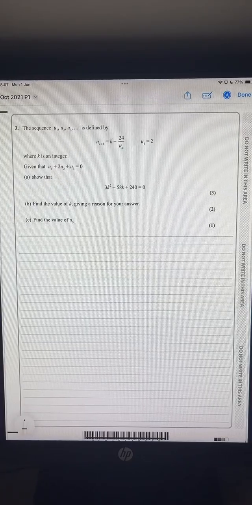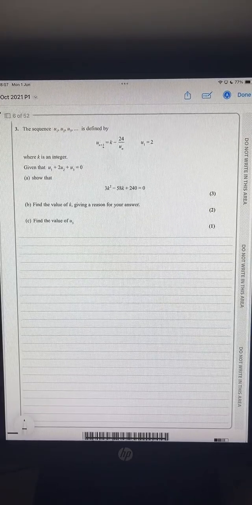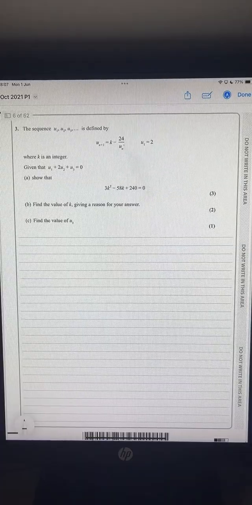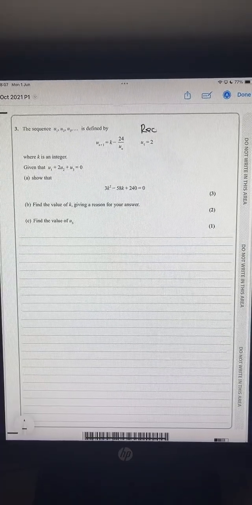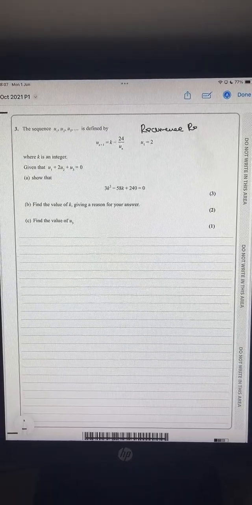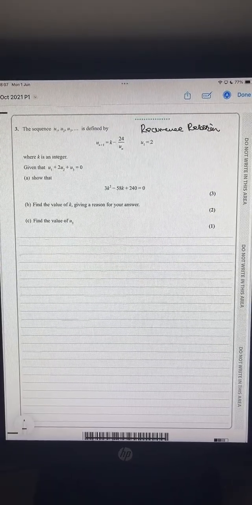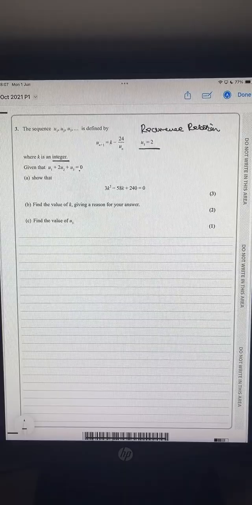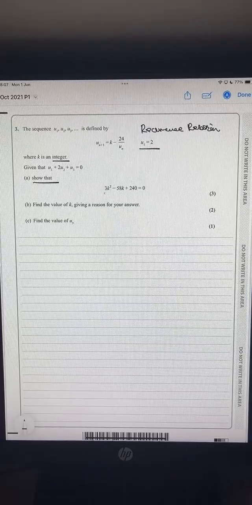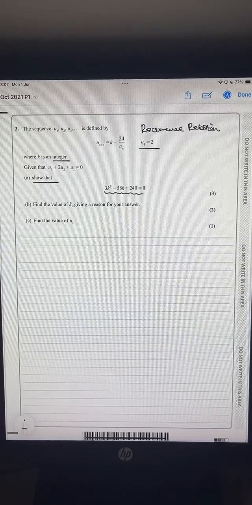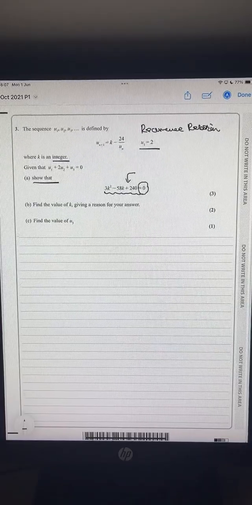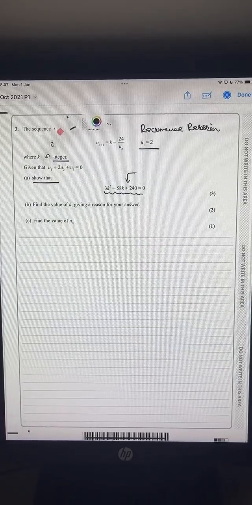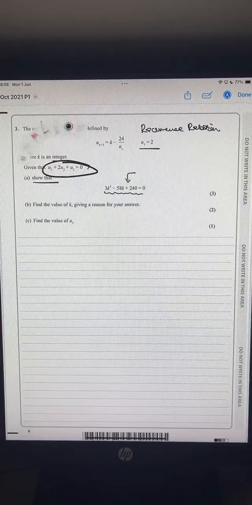Okay, question 3. The sequence u1, u2, and so on is defined by u(n+1) equals k minus 24 divided by un. So we can see we've got a recurrence relation here. And they're telling us u1 is equal to 2 and that k is an integer. Given that u1 plus 2u2 plus u3 is equal to 0, show that this is the case, and we can see we've got an equation in terms of k that is also equal to 0. So it looks like we have to substitute into this equation up here.